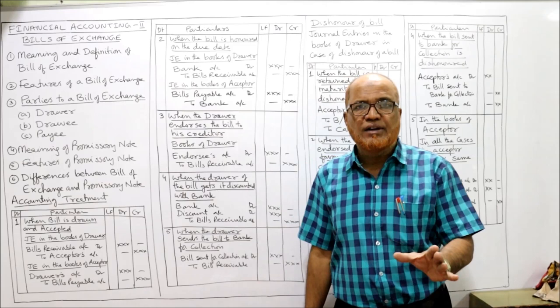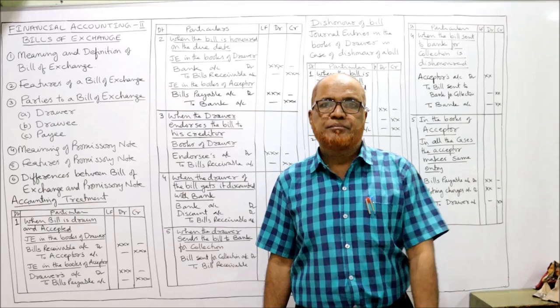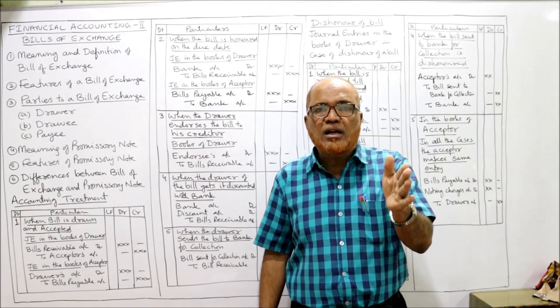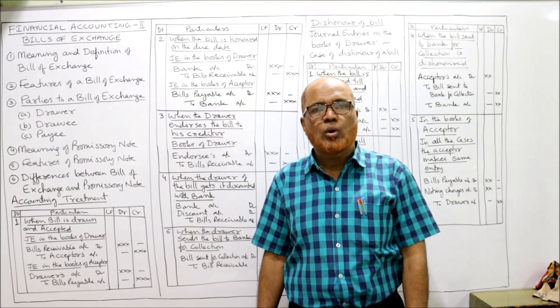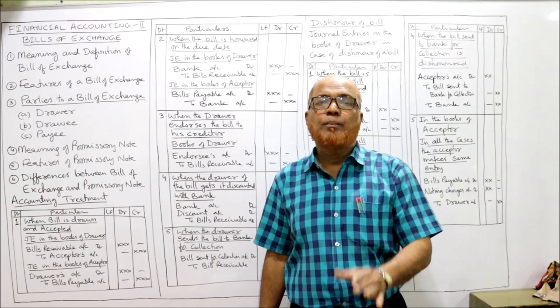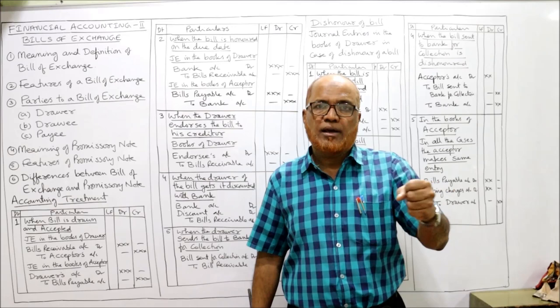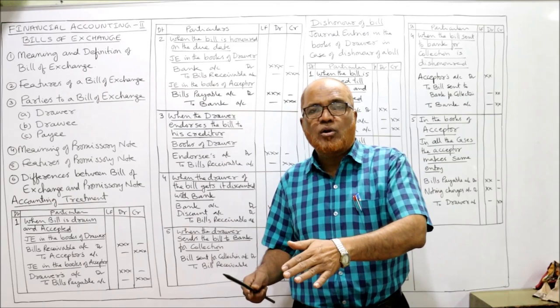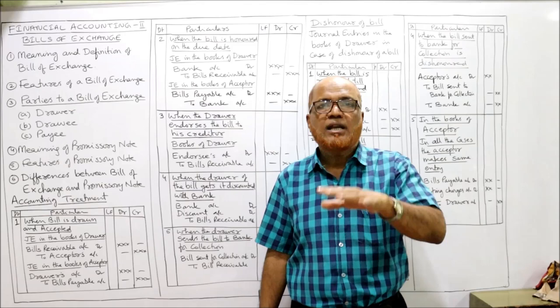First difference, in a bill of exchange, there is an unconditional order. Listen carefully. In case of bill of exchange, there is an unconditional order to make the payment. Whereas in case of promissory note, it contains an unconditional undertaking or promise. Promissory note mein promise hai, bills of exchange mein order hai. Yani seller is ordering the buyer to pay. Whereas in case of promissory note, the maker will promise himself, that I will pay so and so amount to the other party.